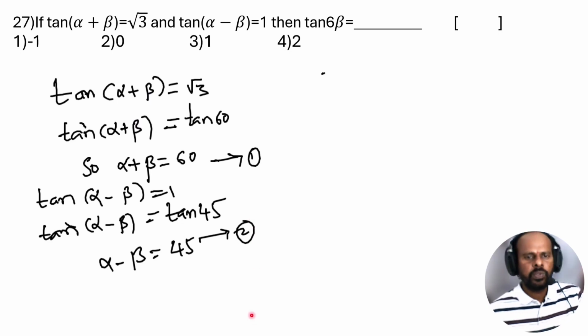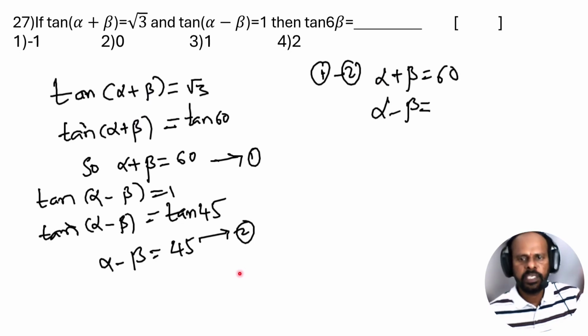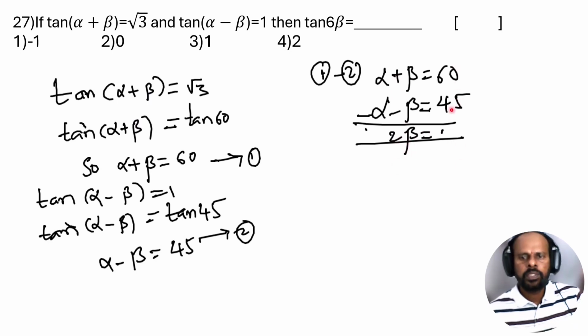So if you add both, what do we get? Alpha plus beta equal to 60, alpha minus beta equal to 45. So if you subtract, alpha gets cancelled, and beta, when you subtract minus beta, becomes plus, so 2 beta equal to 60 minus 45, which is 15. So beta equal to 15 by 2.